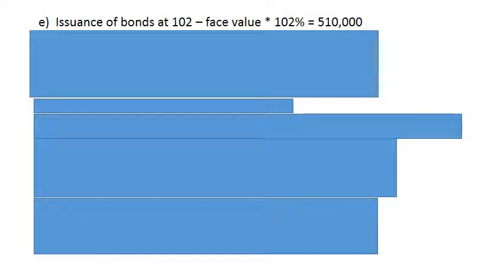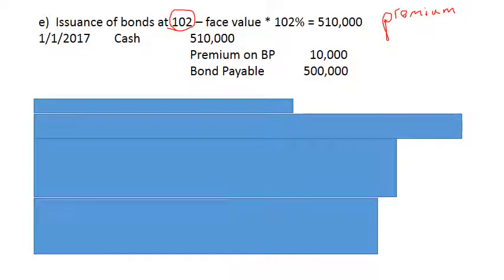So for letter E, the bond is being issued at 102, so they're paying you more than the face value. So this bond is going to sell for $510,000. So that is going to be at a premium, and the bond issues at a premium when the bond is paying more than the market demands. So this bond is paying 10% interest and the market is demanding something less than 10% interest.